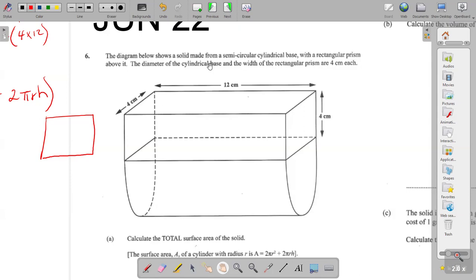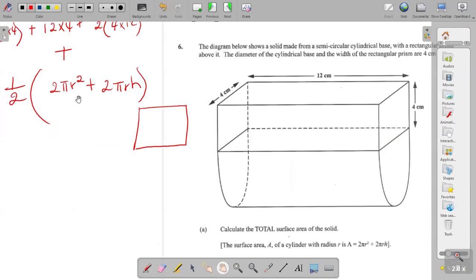Excellent. The diameter is 4. So if the diameter of the cylindrical base is 4, therefore, if we want the radius, we divide by 2. Everybody understand what I'm saying? Please note that this is why people get this question wrong. And that is why I'm making sure you find it by yourself, because you only gonna get caught in the exam. All right. So we know r is 2.